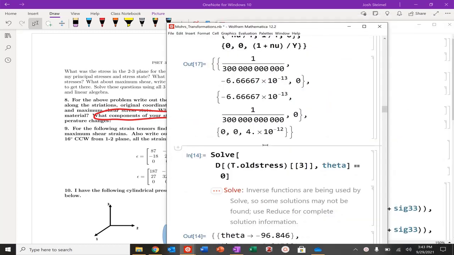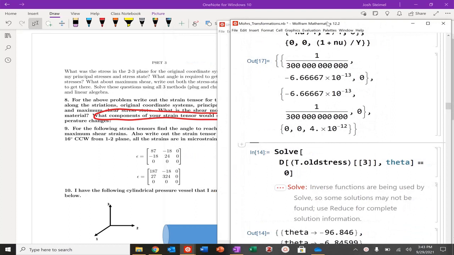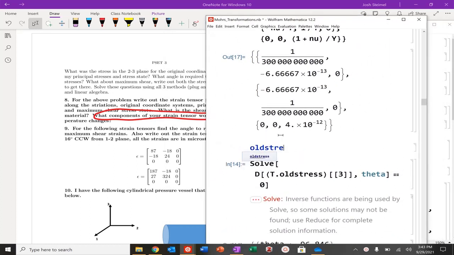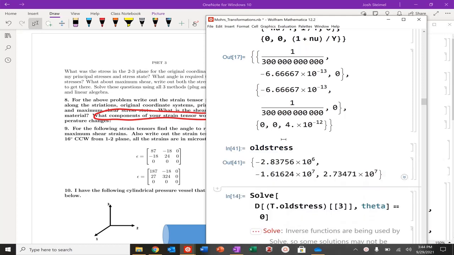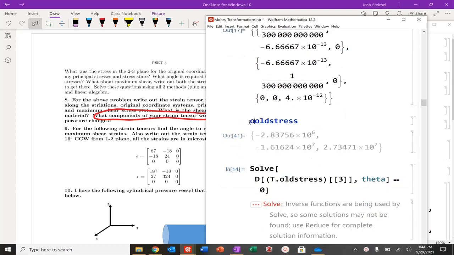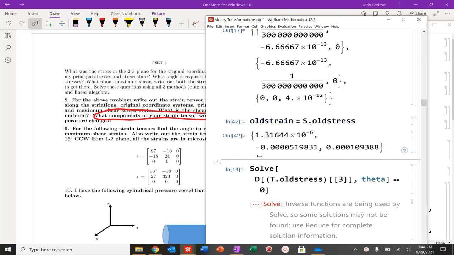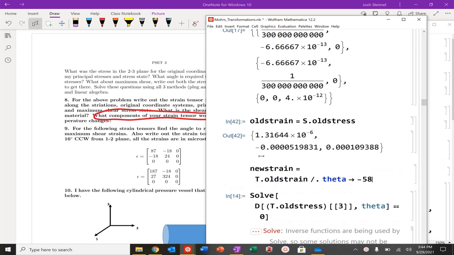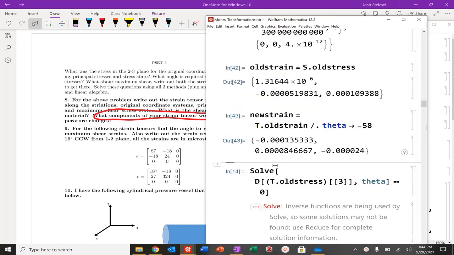So we need to figure out and write out our strain for the old stress, new stress, all that other stuff. So our old stress was as follows. So this is once we're in our original coordinate system. So my old strain is going to be simply S dot my old stress. So that's fantastic. So my new strain should be just T dot old strain, and then slash dot theta goes to minus 58 because that was the clockwise rotation to get there initially.